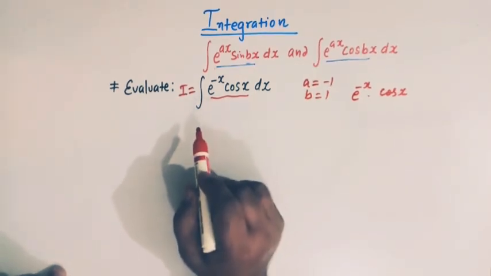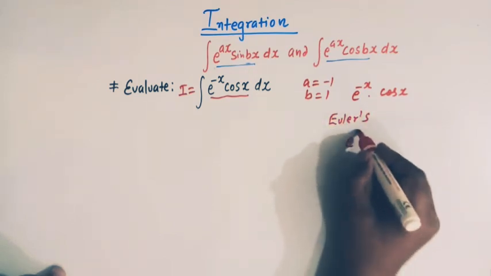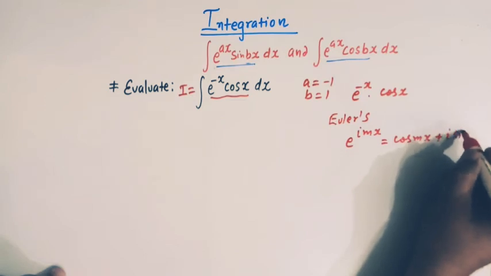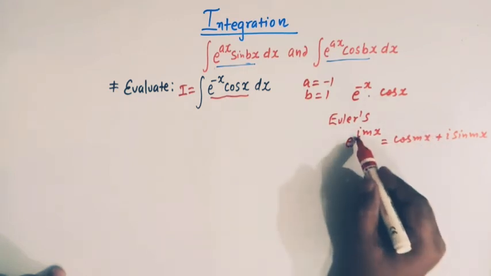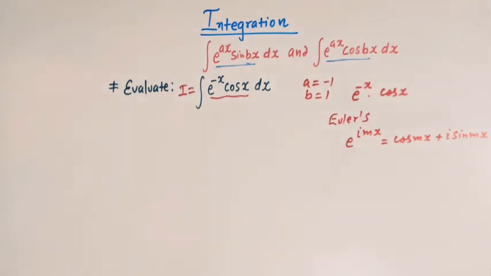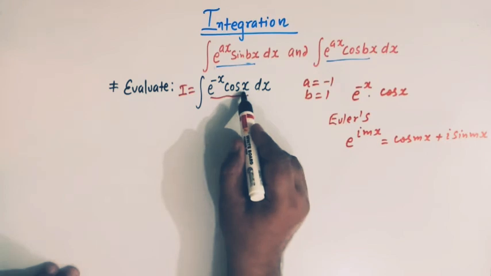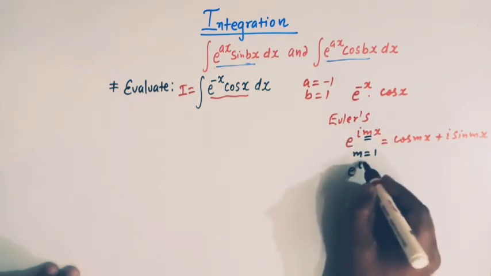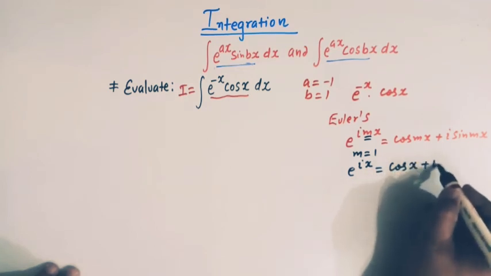Instead we will make use of the famous Euler's formula. Euler's formula says that e raised to i mx is equal to cos mx plus iota sin mx. Here we can use i for iota. Let us apply this rule to integrate this function. For cos x, if we take m equal to 1, then e raised to iota x can be written as cos x plus iota sin x.